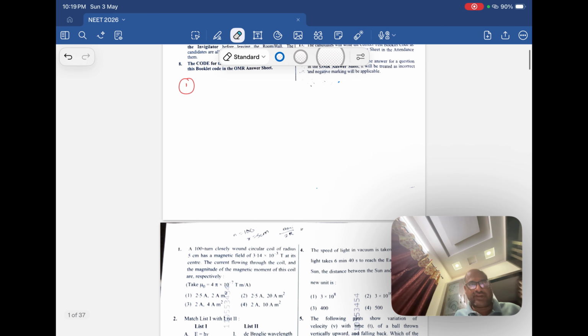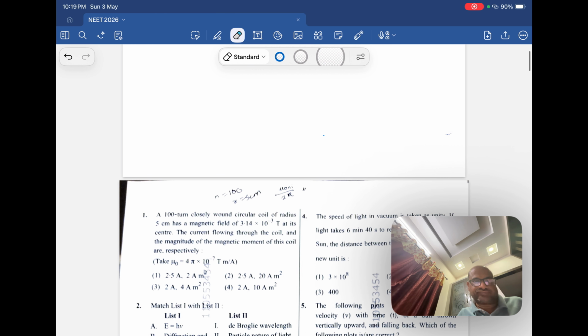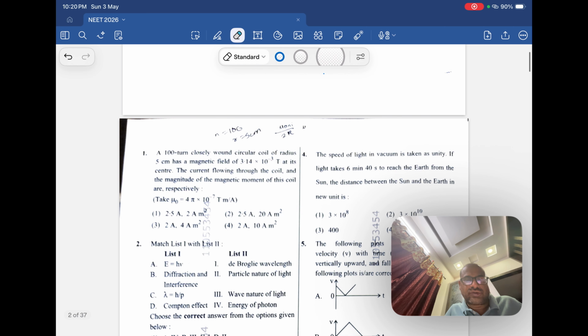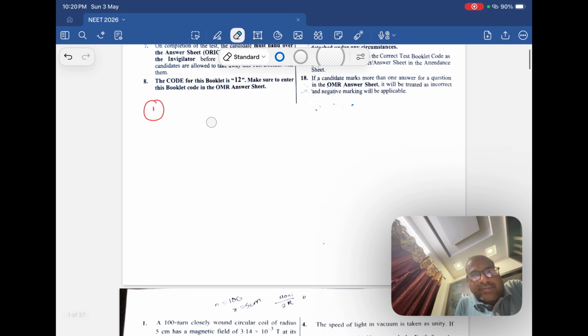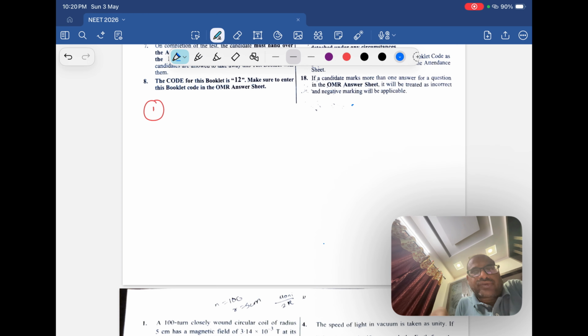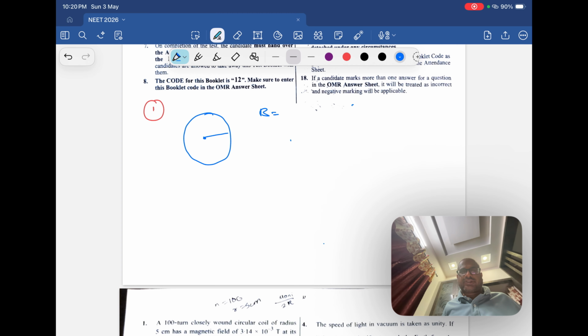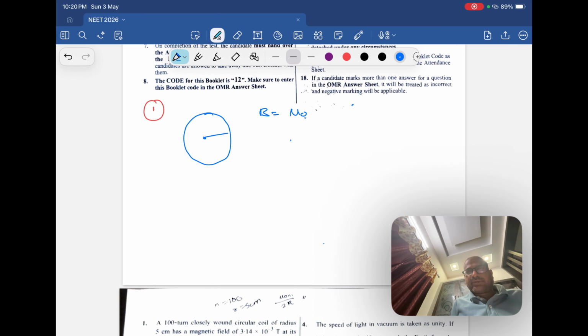Now the first question. See, 100 turns closely wound circular coil of radius 5 centimeter has a magnetic field given. The current flowing through the coil and the magnetic moment of the coil are asked. The circular coil has 100 turns. First of all you should know the formula. Magnetic field at the center of a circular coil is how much? Mu naught I by 2r, but n turns are there, so n.